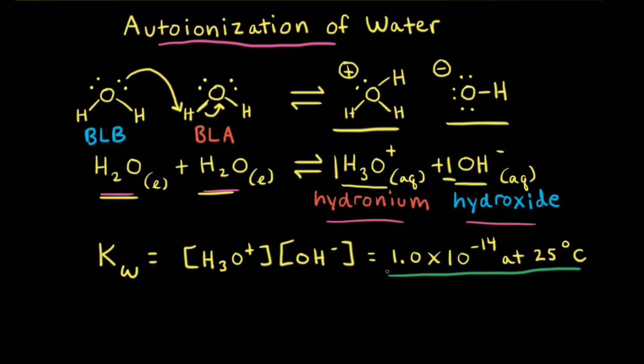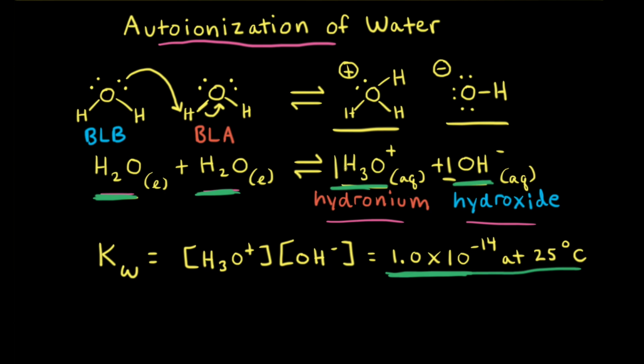And with such a low value for Kw, so this value is much less than 1, that tells us at equilibrium we have an extremely small concentration of hydronium and hydroxide ions. So mostly we have H₂O molecules at equilibrium. Let's go ahead and solve for the concentration of hydronium ions and hydroxide ions at equilibrium.